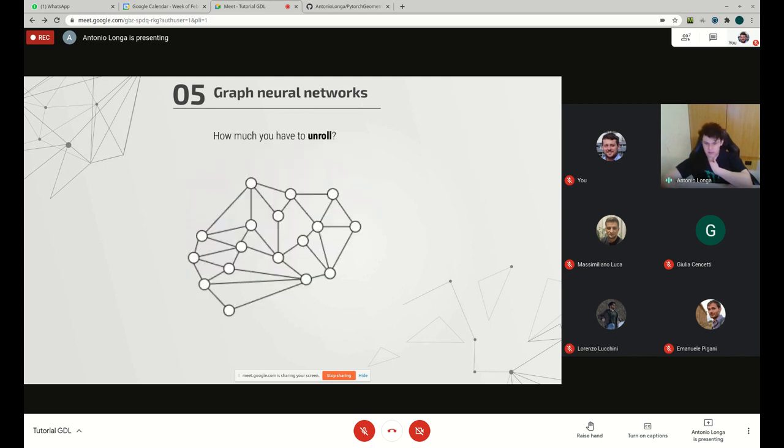Well, a question is how much you have to unroll. Suppose that you want to make some inference for that node, the red node in the graph. If I unroll 1 time, I will arrive here. 2 times, I will arrive here. And one question is when I have to stop unrolling this information.